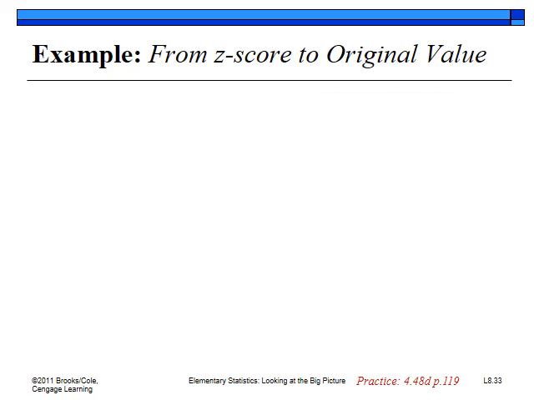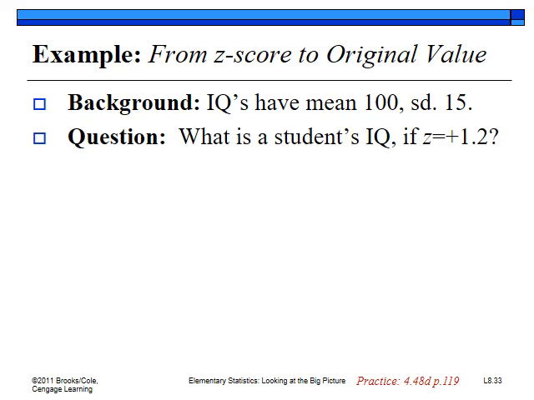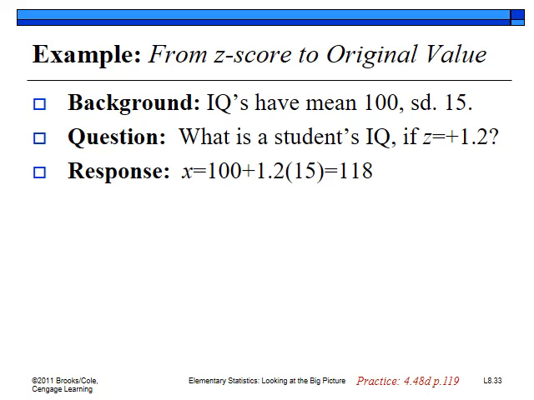Let's look at another example of unstandardizing. Again, considering IQs, mean is 100, standard deviation is 15. If a person's z-score is positive 1.2, what is that student's IQ? To compute it, we take the z-score, 1.2, we multiply it by the standard deviation, which is 15, and then we add the mean. That gives us 118.